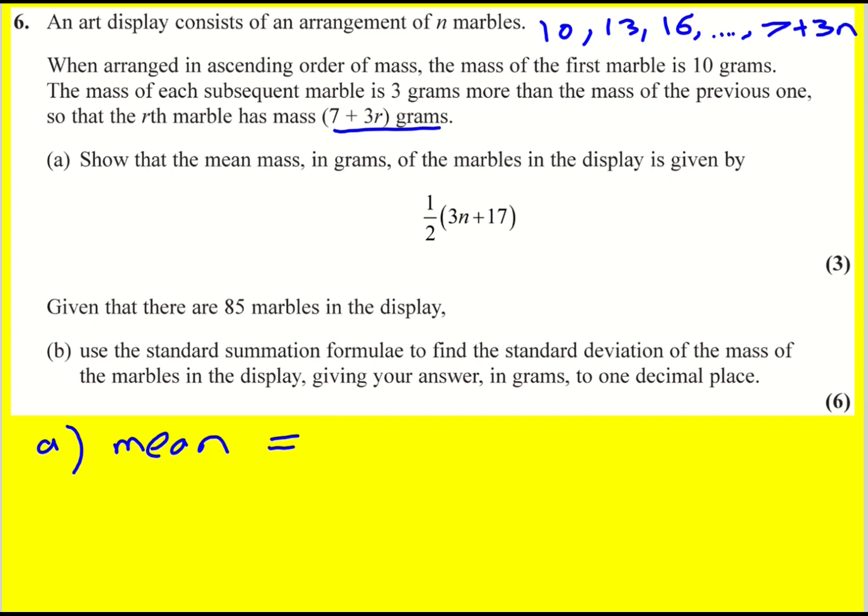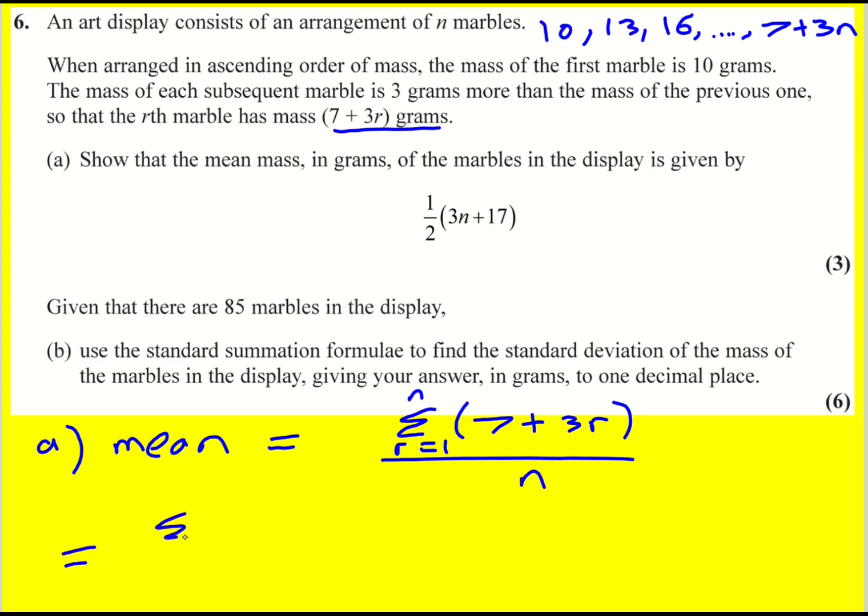There's quite a lot of crossover. So the mean is going to be what happens when I add them all up, and that's actually going to be my summation from r equals 1 to n, because that's how many I'm adding up. And I'm going to be adding using the rth term, because when r is 1, I'm going to get my 10. When r is 2, I'm going to get 13. When r is n, I'm going to get my 7 plus 3n. So that is my summation. And then I'm going to be dividing by n.